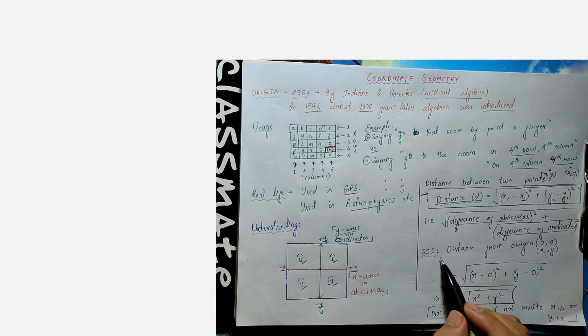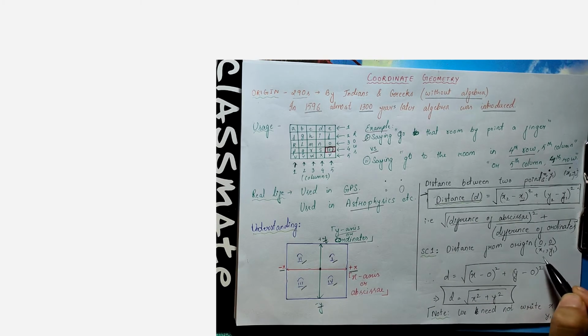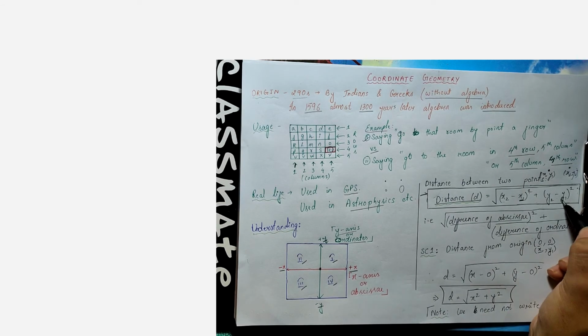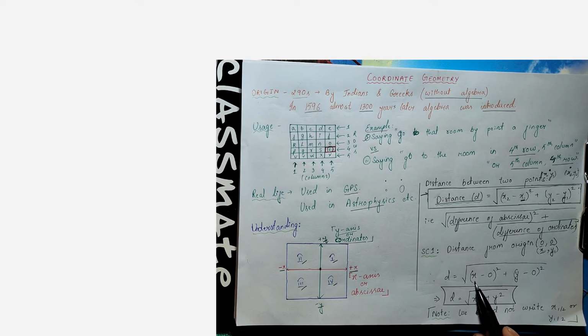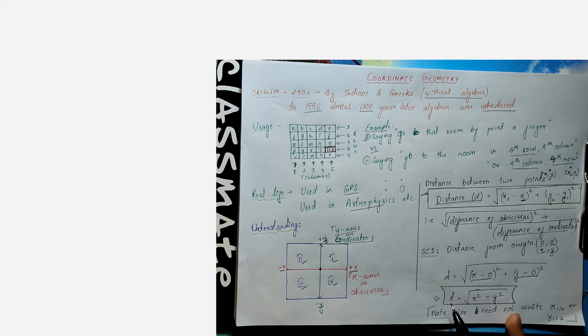Let us discuss a special case here, that is distance from the origin. We all know origin is 0, 0, that is x coordinate is 0 and y coordinate is 0. So if you substitute 0, 0 here, we will get x minus 0 and y minus 0. X minus 0 is x whole thing square, so x square. Y minus 0 is y whole thing squared, so y square. So the new formula for this special case will be d is equal to square root over x square plus y square. Note, we did not write x1 or x2 or y1 or y2 because we do not have 2 x or 2 y.